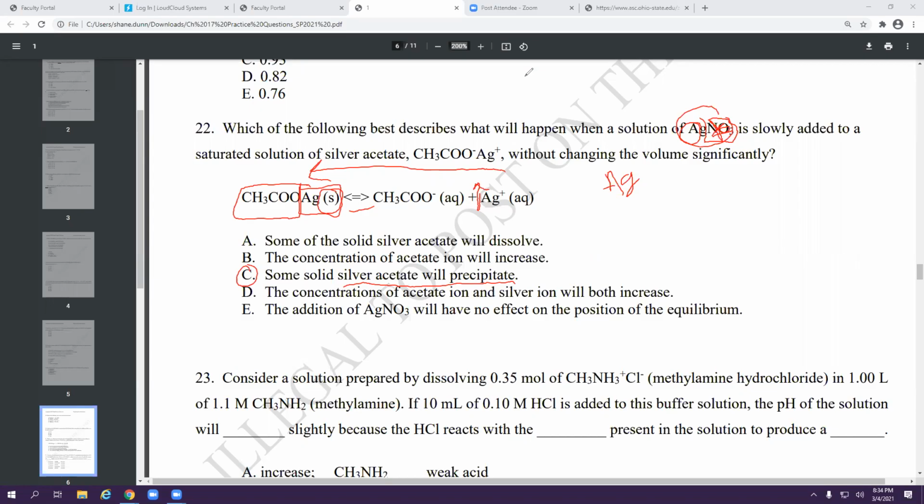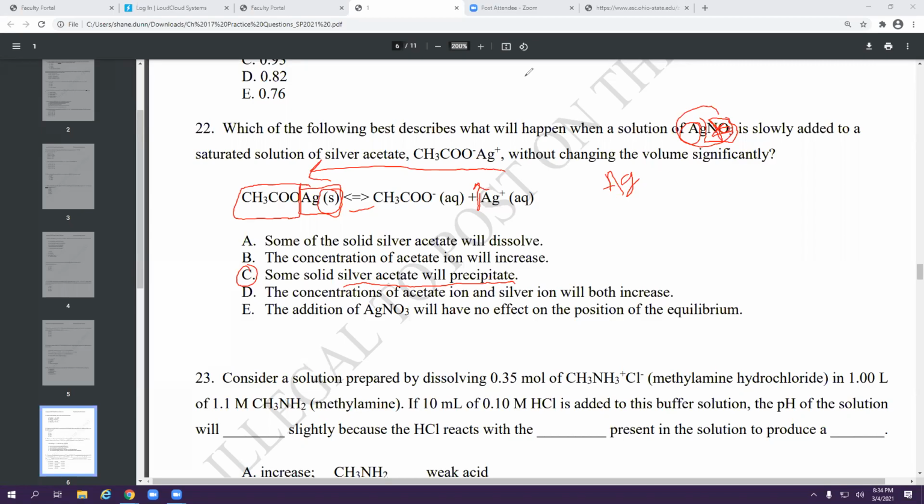If I add products, Le Chatelier's principle says I shift towards reactants, correct? You guys making sense? You took an exam about this about a week ago. So I shift towards my reactant side, which means I'm going to form more solid or precipitate. That makes sense? Yes or no?